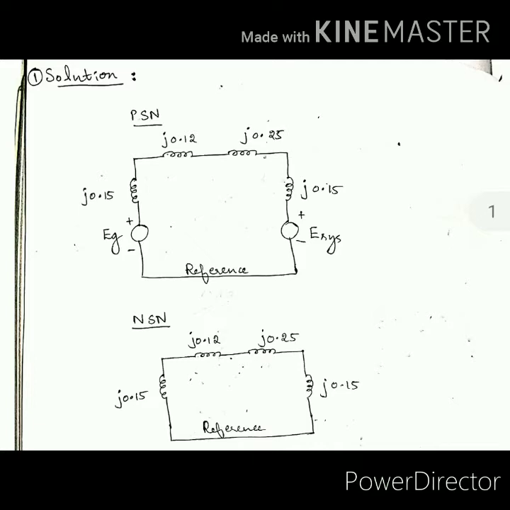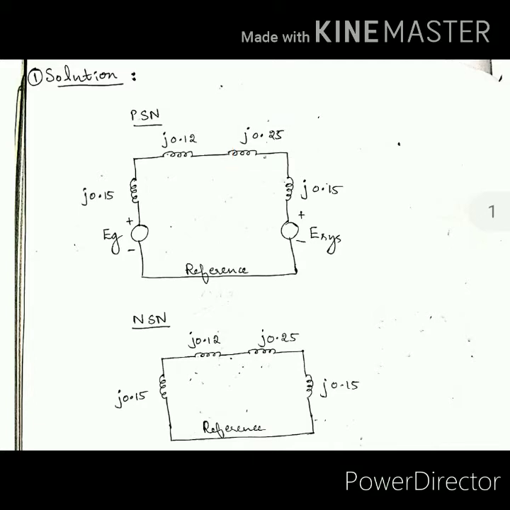As you can see in the problem, it is J0.15 and you have drawn an EMF source EG. Next you have the transformer, so X1 is 0.12. Directly you are drawing a reactance J0.12. Next you have a transmission line. They have given X1 is equal to 0.25, so you are drawing a reactance J0.25.